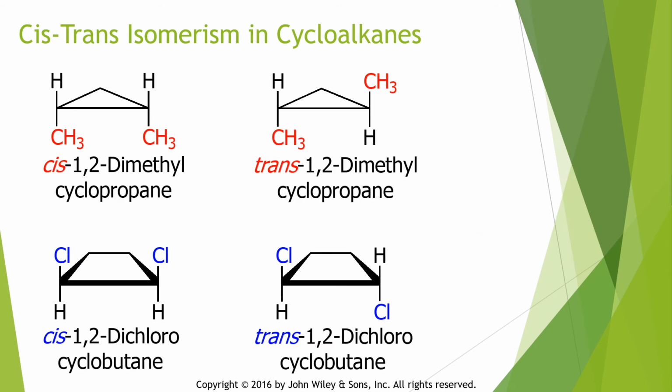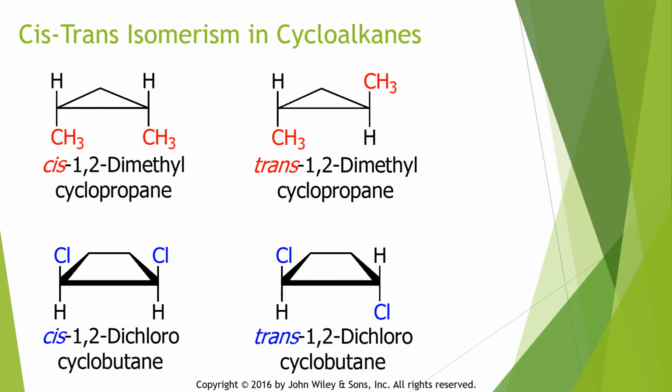So this brings us to our next concept, which is cis-trans isomerism in cycloalkanes. Cis and trans isomers reference the location of multiple substituents relative to each other. So for example, if something is cis, cis means same. So the two methyl groups are on the same face of the molecule. They can either both be pointing up or both be pointing down, but they would be on the same side of the carbon framework.